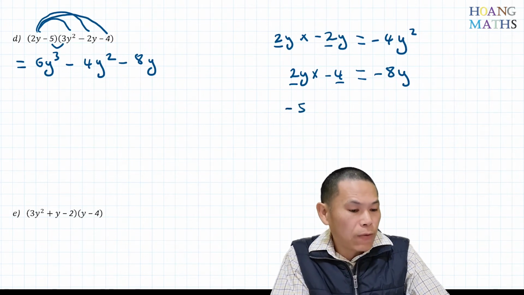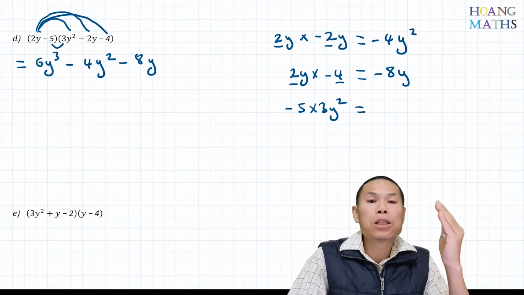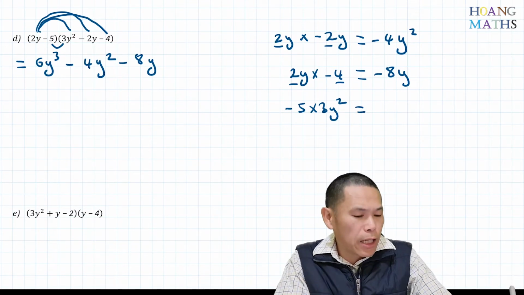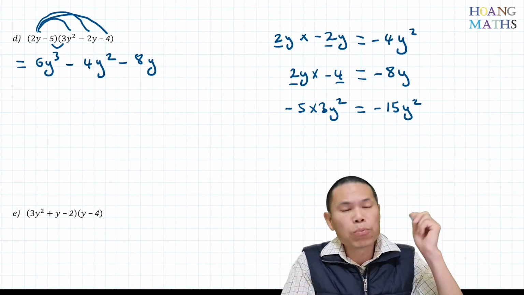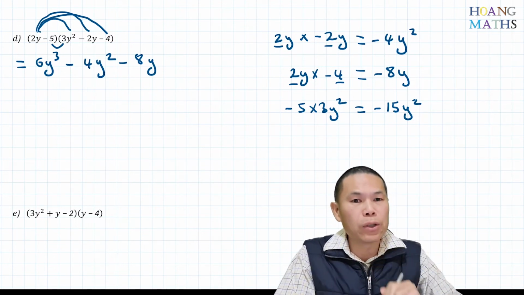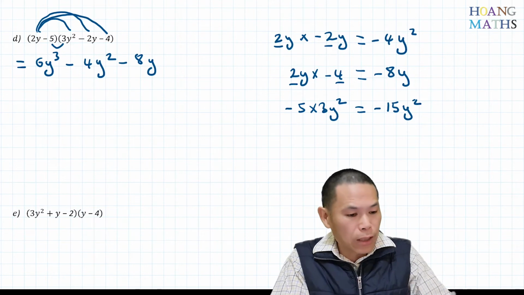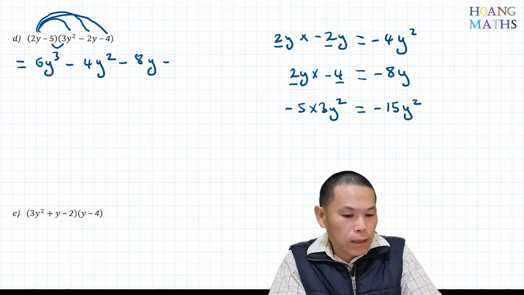Now we just do negative 5 times 3y squared. Again, a positive times a negative gives you a negative number. 3 times 5 is 15, and y squared, just write this down. Otherwise, you can just put in a calculator negative 5 times 3, and you should get negative 15. Okay? So just go minus 15y squared.